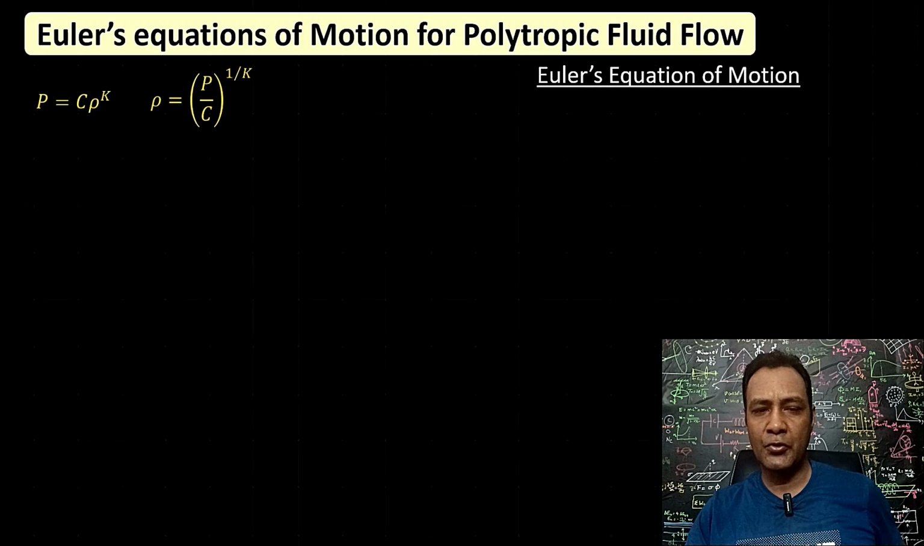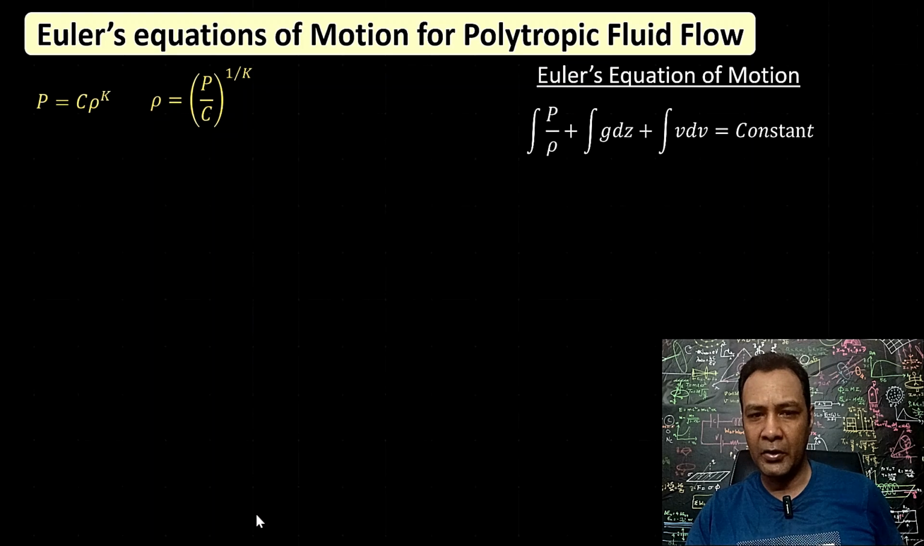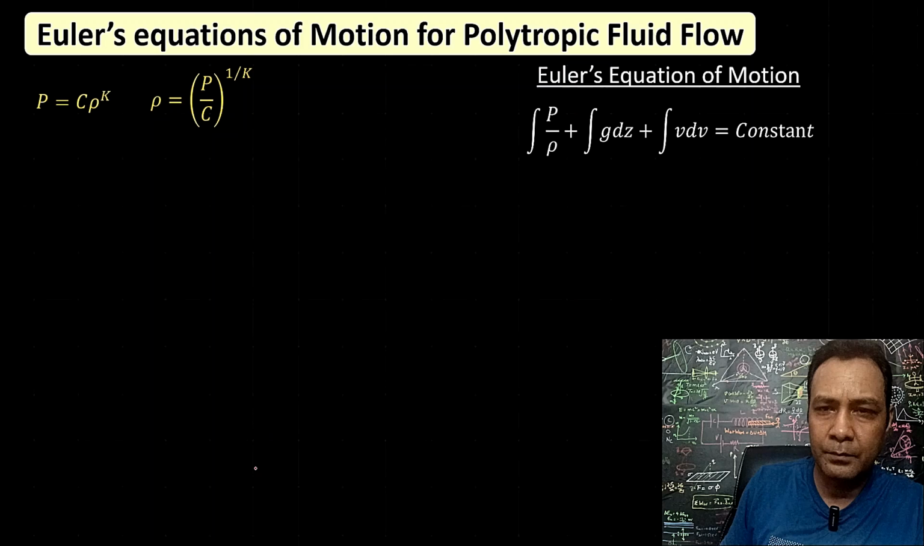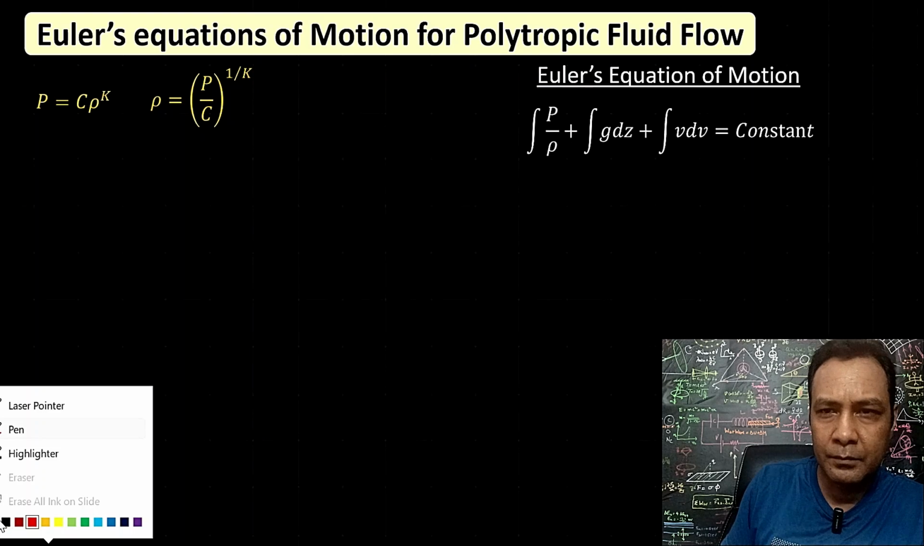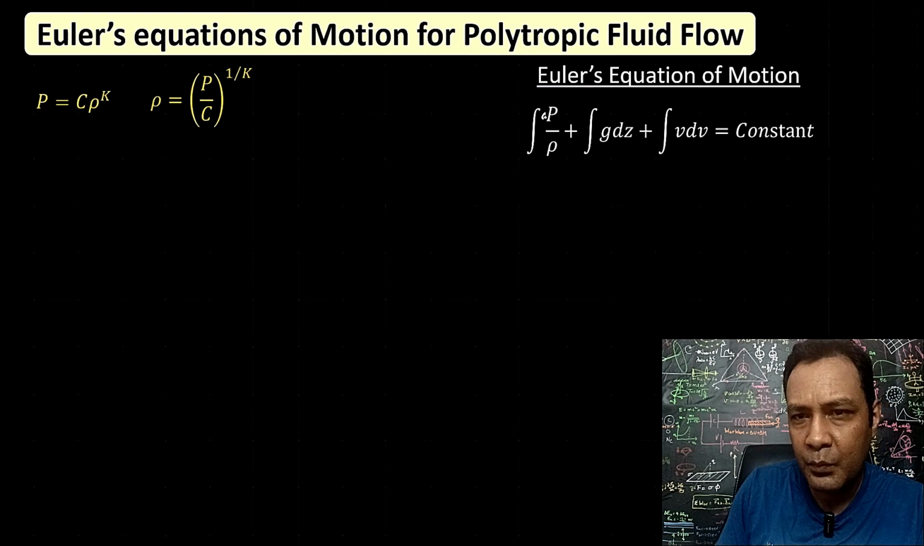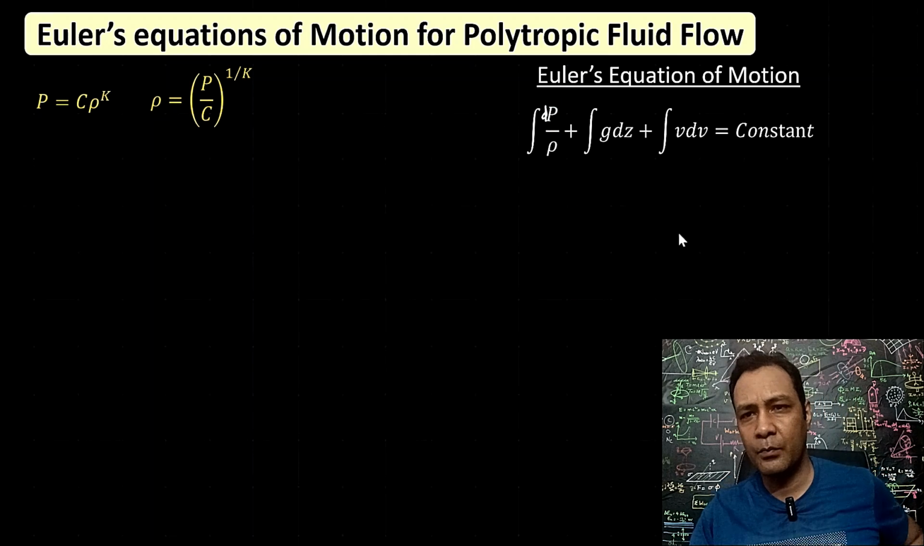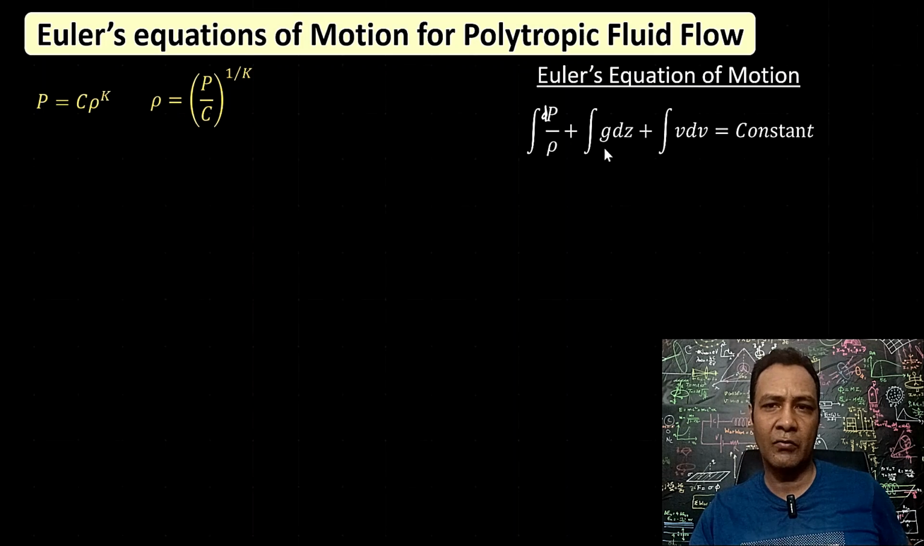And Euler's equation of motion is the integration of dp by rho plus integration of g dz plus integration of v dv is a constant. These two integrations are straightforward: this will become gz, and that will be v square by 2. But here rho is some function of p, so I want to evaluate this integration separately.